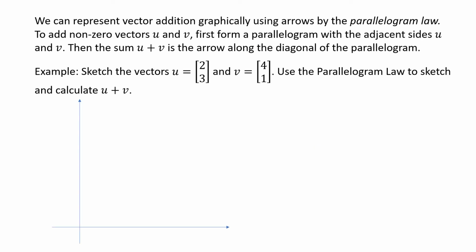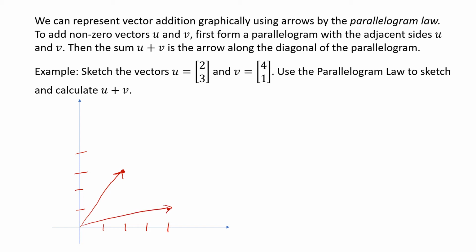Vector addition can also be represented on the plane using the parallelogram law. So when you're adding 2 vectors, you form a parallelogram with the adjacent sides representing those vectors. So as an example, we can sketch the vectors 2, 3, and 4, 1. So first the vector 2, 3. So 2, 3 would go up to about here. And this time we're going to use the arrow. 4, 1 would go to about here.